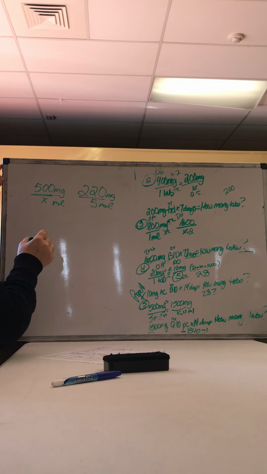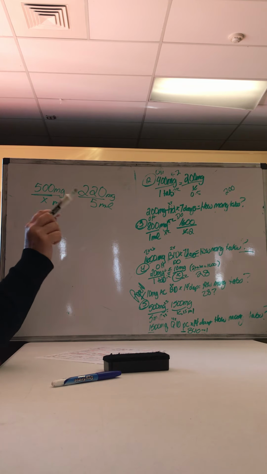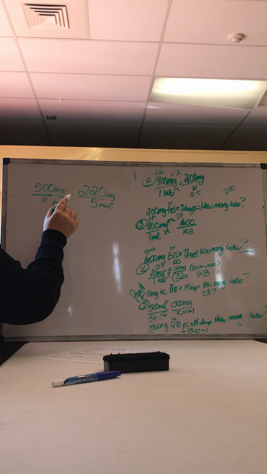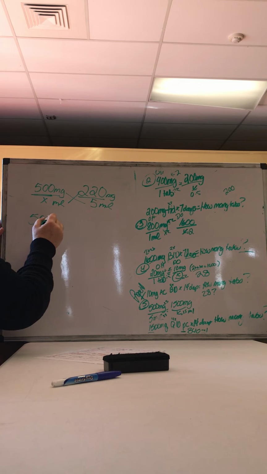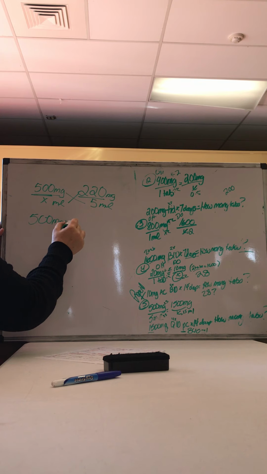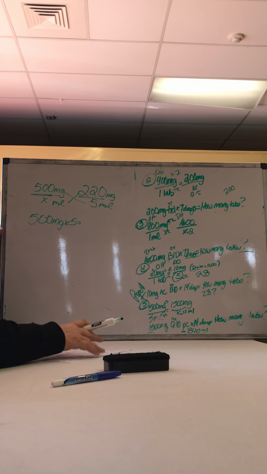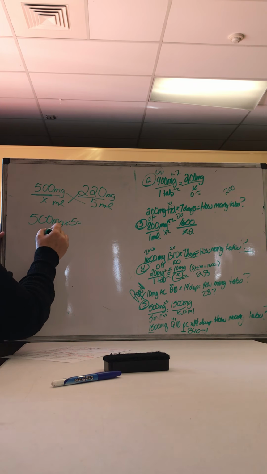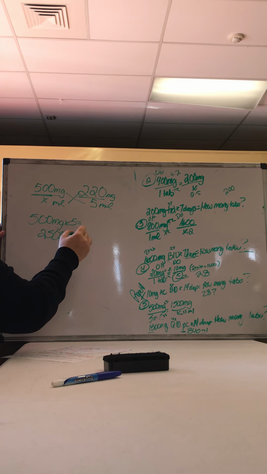So the simplest way to do that is cross multiplication, because there's another way you can do it as well, but we're not going there yet. We will get there. So you would cross multiply 500 milligrams times 5 equals, and that's going to give you your problem here. And what would that be? Somebody got a calculator? 500 times 5. 2,500. So we got 2,500 milligrams over here equals.